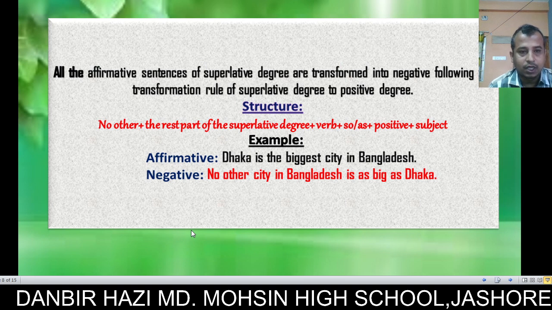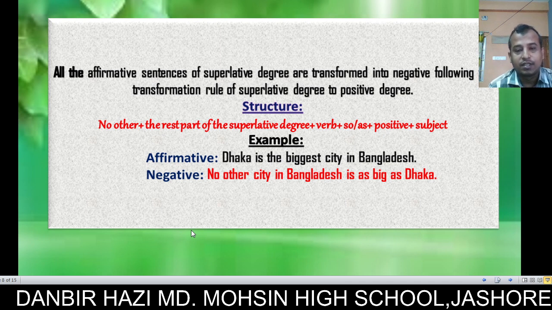Let's have a look at the next rule. All the affirmative sentences of superlative degree are transformed into negative following the transformation rule of superlative to positive degree. As usual, we change the degrees from positive to superlative. We have to follow the same rule here to make this affirmative into the negative or negative into affirmative.